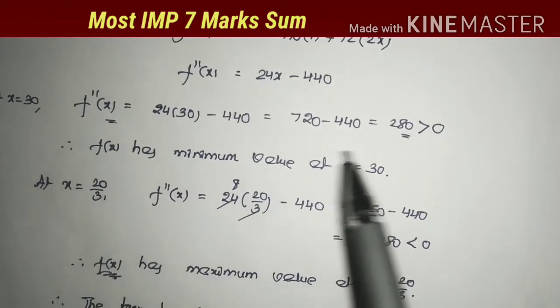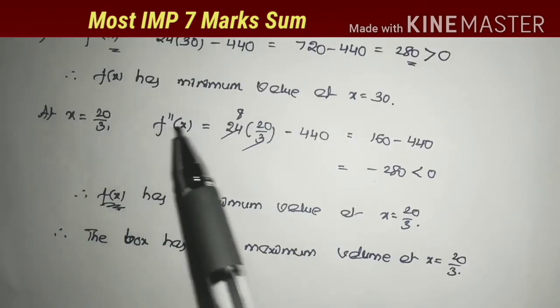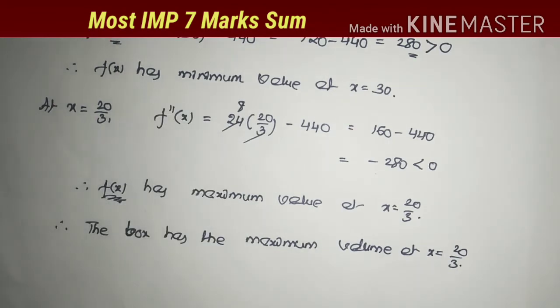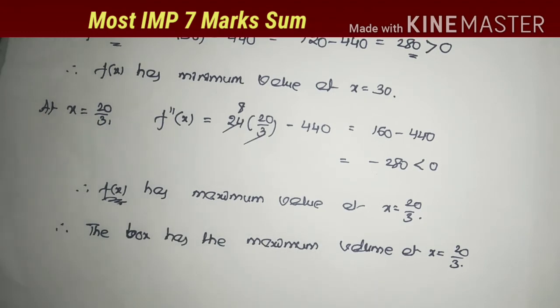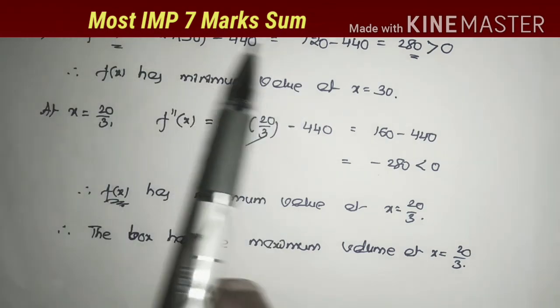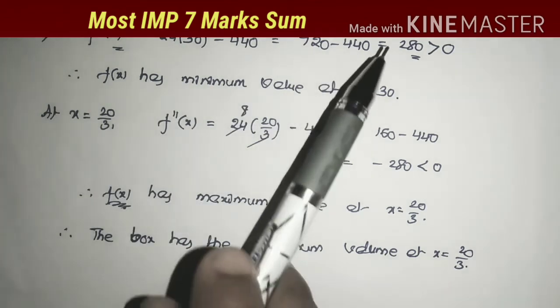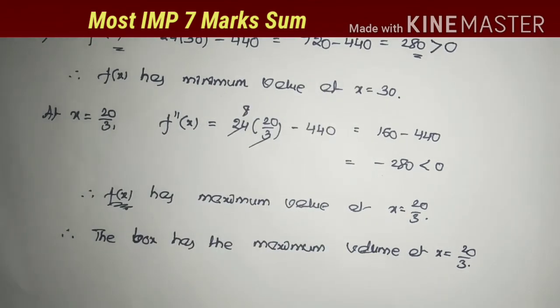If f double dash of x value is greater than 0, then the function has the minimum value. If f double dash of x is less than 0, then the function has the maximum value at those x values. That is, at x is equal to this value, the function has the maximum value, and at x is equal to this value, the function has the minimum value. We can tell the maximum or minimum value depending upon the value of the f double dash of x, according to the greater than 0 or less than 0 values. That's all. This is the procedure. The most important essay question for 7 marks.